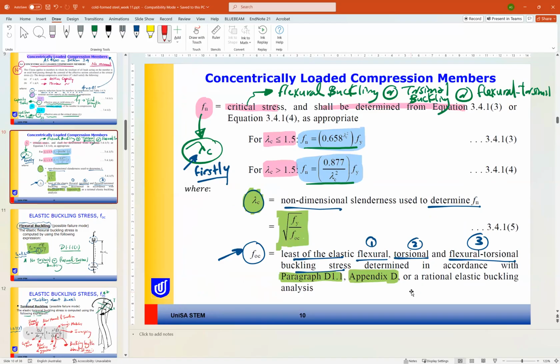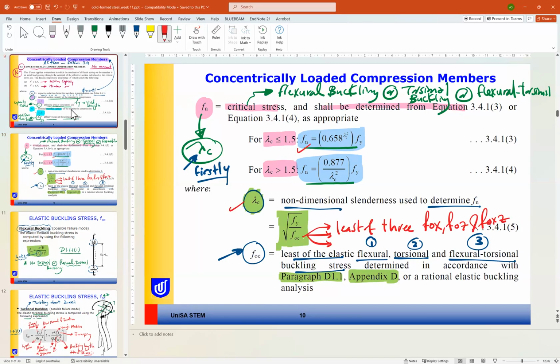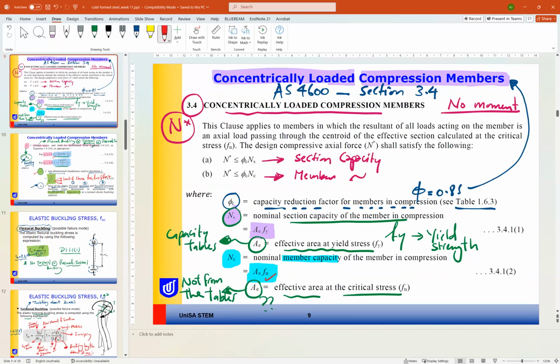If you have the three modes of failure, we need to find the three stresses, and FOC will be the least of them. Then, this one will be the least of three: FOX, FOZ, and FOXZ. Okay, then after we know FOC, we can know lambda C. If we know lambda C, we can know Fn. If we know Fn, we can find AN. With Fn here, we can find A effective as well, so we can find NC.